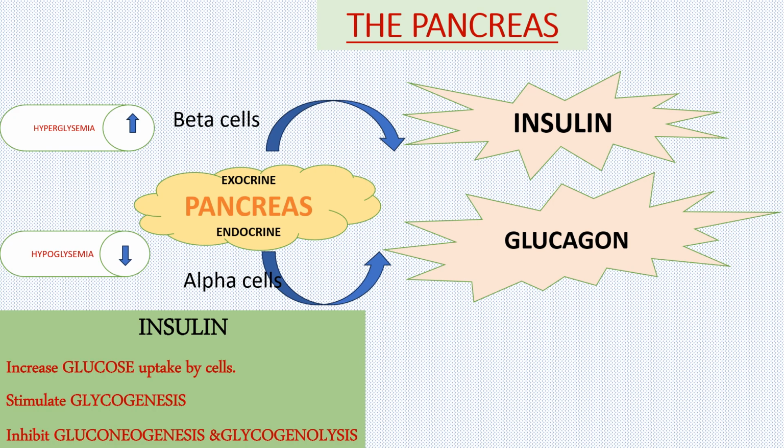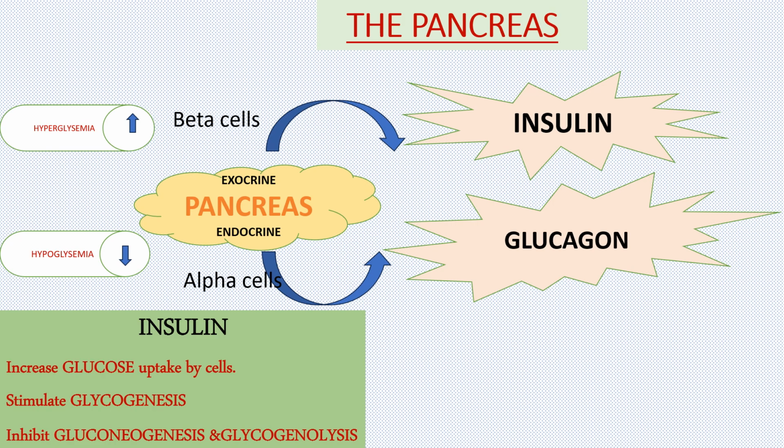Now the glucose is then used for energy, and the excess glucose is converted into glycogen for storage in the liver and in the muscles. And this process is called glycogenesis. Then it inhibits or it prevents the liver from making and releasing more glucose. So we term this one as gluconeogenesis and glycogenolysis. So in summary, the function of the insulin, first, it increases the glucose uptake by the cells. It stimulates glycogenesis and it inhibits gluconeogenesis and glycogenolysis.